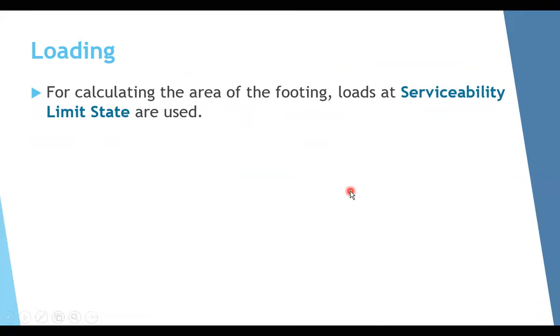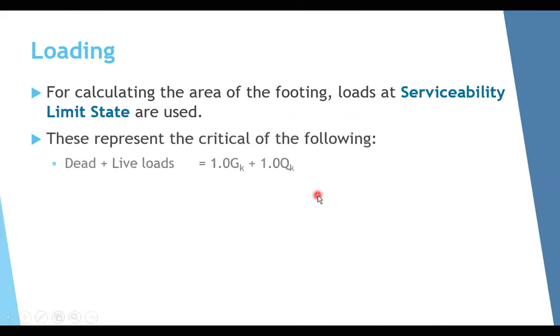How about loading and footing? For calculating the area of the footing, we use loads at serviceability limit states. As you know, we have two types of loadings: loads at service limit states and loads at ultimate limit states. Of course, the ultimate loads equal the service load multiplied by some load factors. So to get the area of the footing, we use the load at the service limit state without multiplying this load by any load factors.